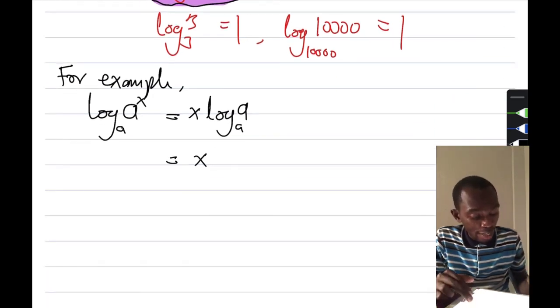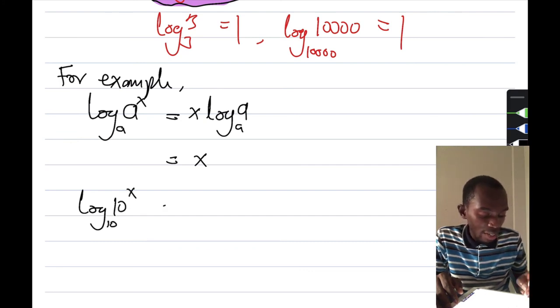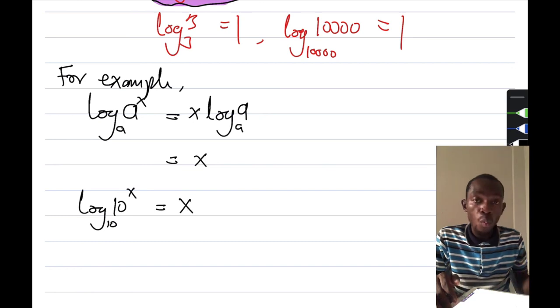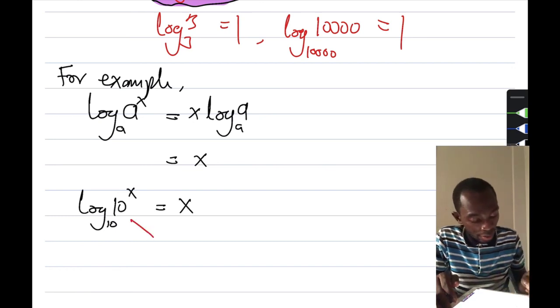All right, so if I give you log 10 to the power x, all right, base 10, basically the answer is x. Why? Well, for one thing, this will give us x log 10 base 10, and 10 base 10 is 1. Therefore, your answer is x.